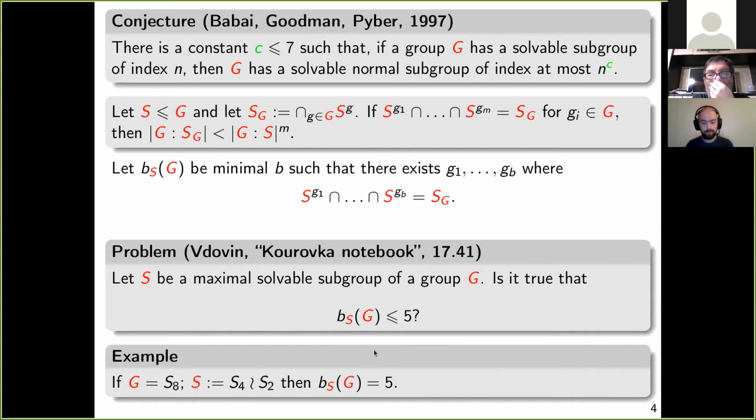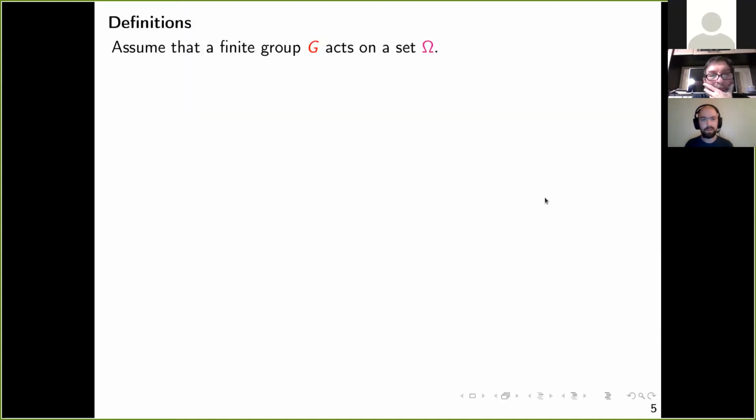So here I was supposed to go to the results which are already known. This problem from the Kourovka Notebook is the one I want to concentrate on. But before introducing some results, I will have to introduce some definitions, and in particular, I will define b_S(G) again. So assume that a finite group G acts on a set omega.